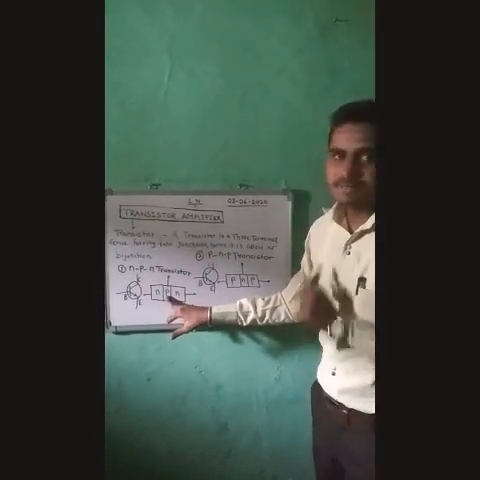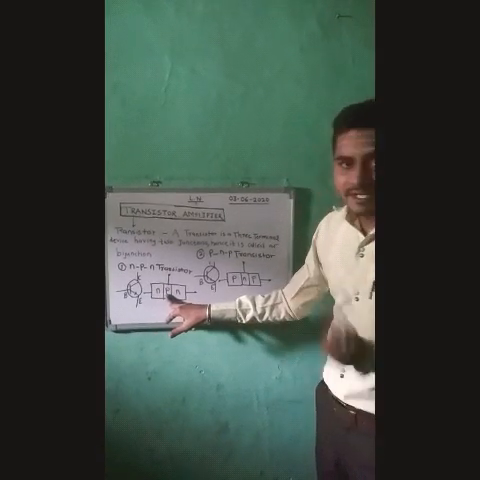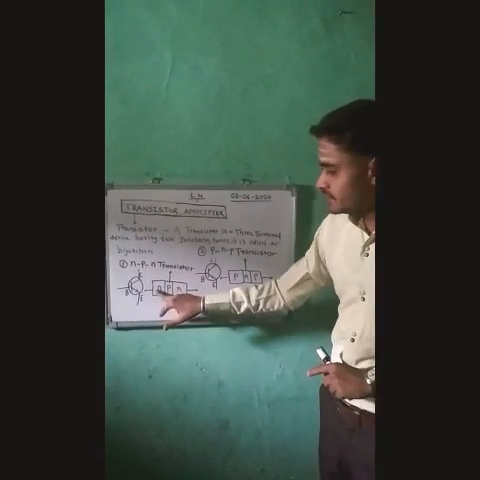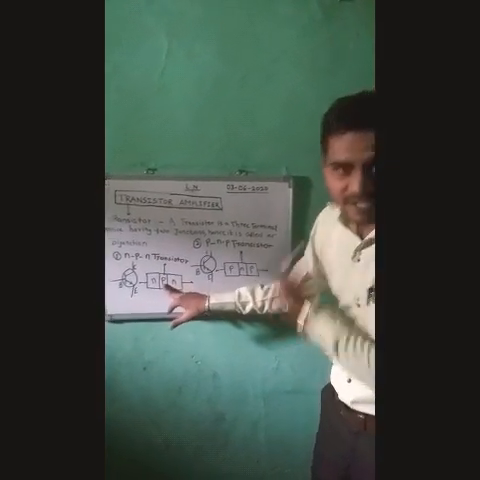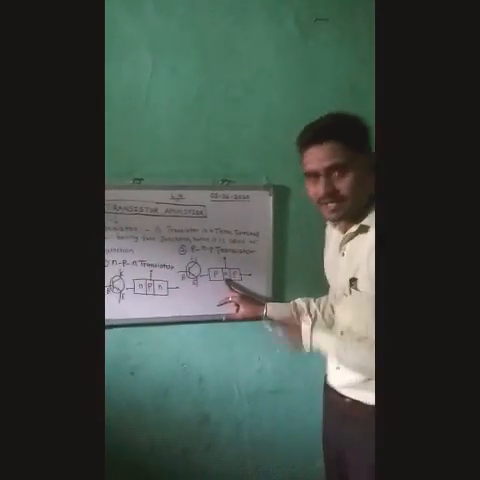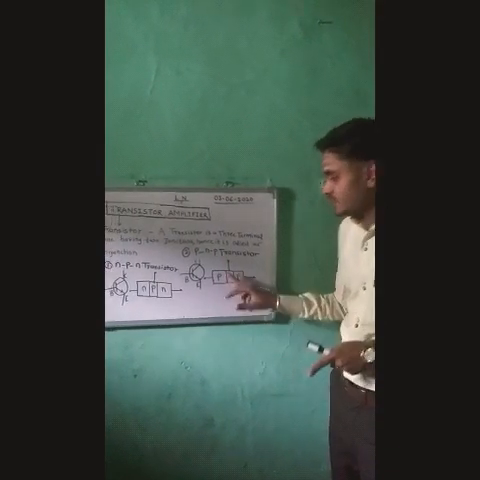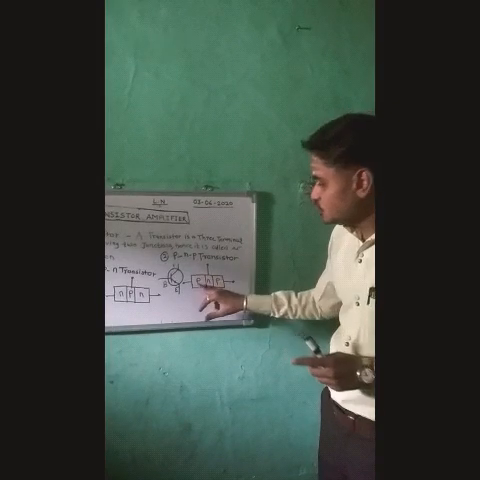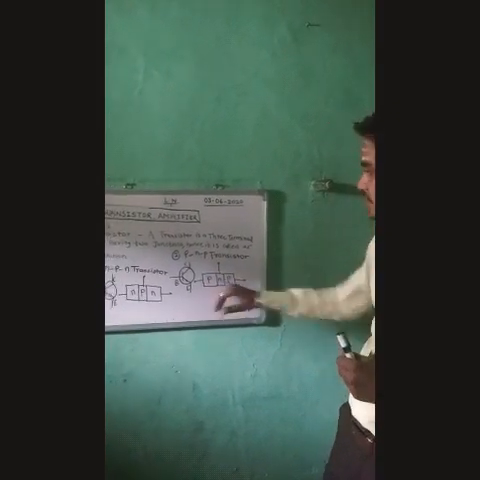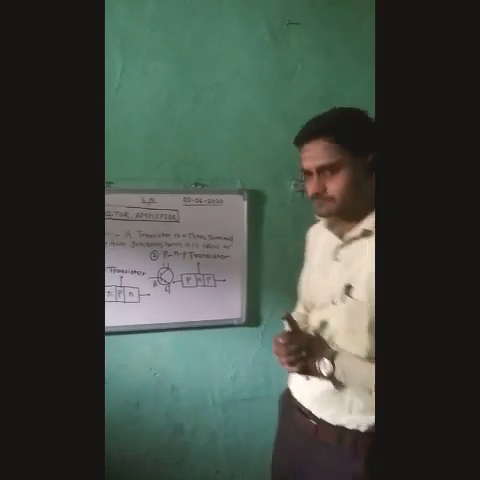When the P-type semiconductor material is intermediate between two N-type semiconductors, it is an NPN transistor. When the N-type semiconductor material is sandwiched between two P-type materials, it is a PNP transistor.